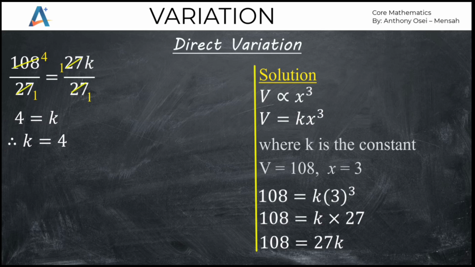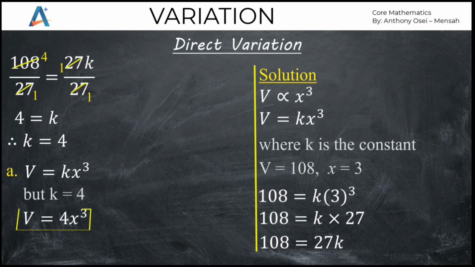Now let's go to the A. A says we should find v in terms of x. But the v in terms of x is originally this formula, which is v is equal to kx cubed. We know the value of k, so we just have to substitute to make it only v and x as the question demanded. But k is 4, so it will become v is equal to 4x cubed. So this is the actual relation between v and x cubed. That is, v varies as x cubed. Even though there is a constant, that is a real number, so it is not important. We just say that this is made up of two variables, which are v and x.